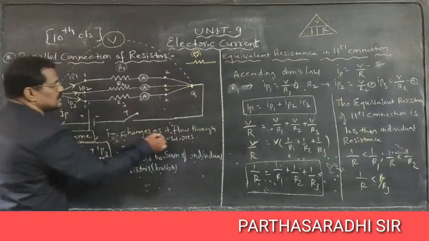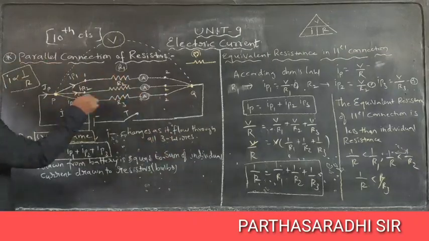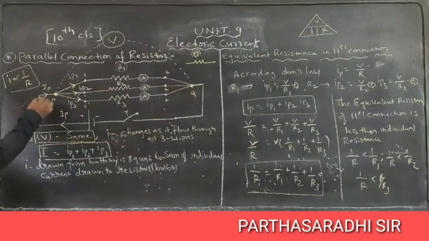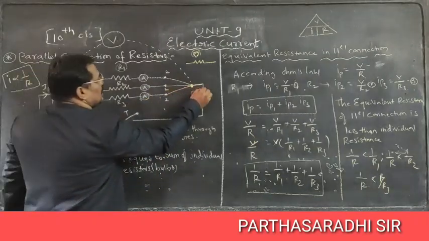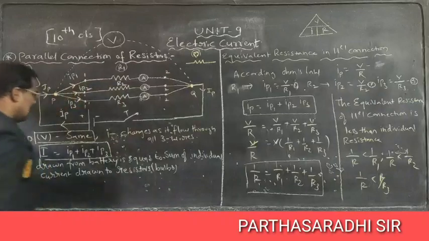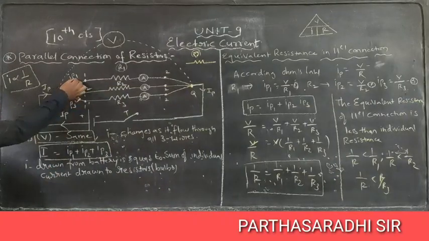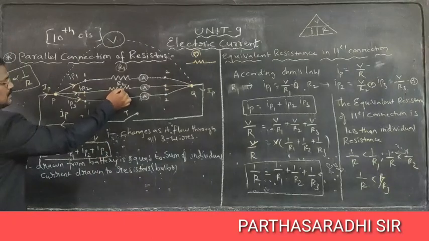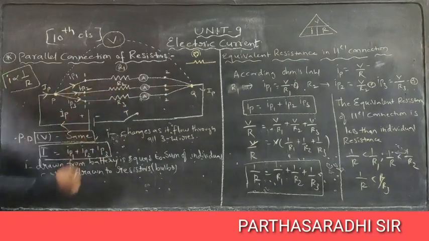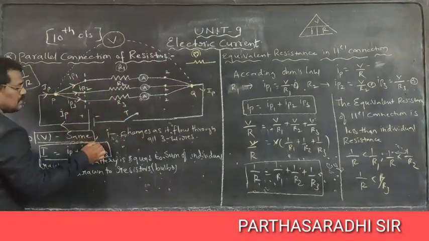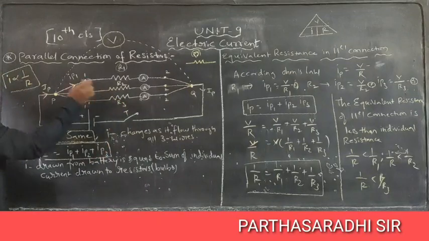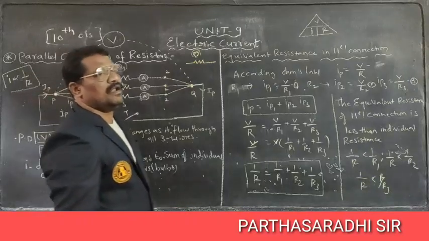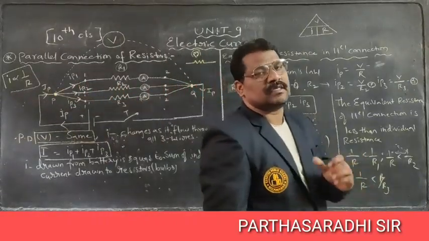As current flows through all three different wires, there will be variation in current. Therefore, the total current IP can be obtained. IP is equal to IP1, which is passing through resistance R1, plus IP2, which is passing through resistance R2, plus IP3, which is passing through resistance R3. This is regarding parallel connection of resistors.